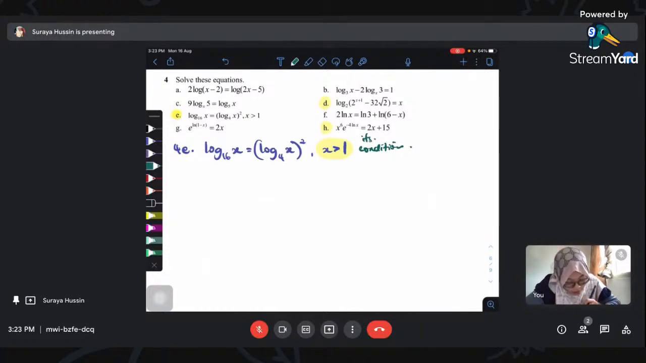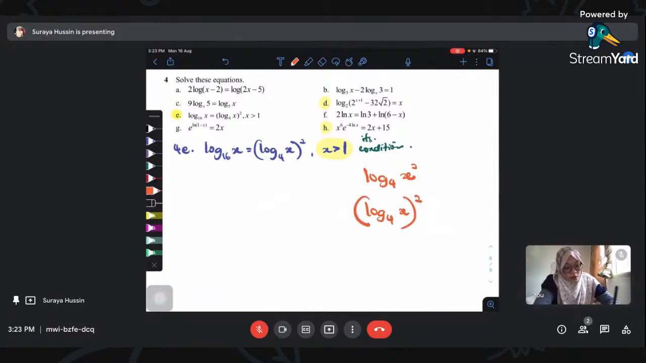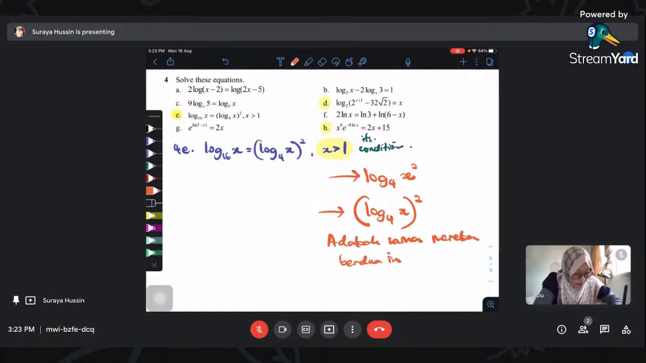So now, come on guys. Saya nak tanya satu soalan lah kepada semua yang tengah tengok live ni. Okay, adakah log 4x squared sama dengan log 4x the whole thing squared? Jawab dulu soalan saya, baru saya buat. Adakah sama mereka berdua ini? I need your answers.